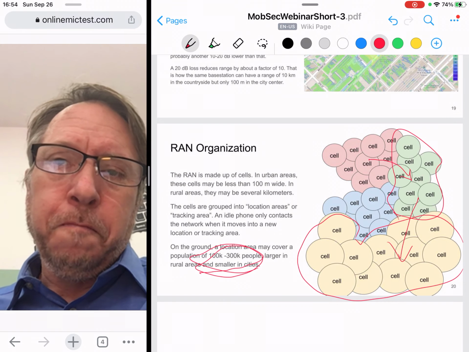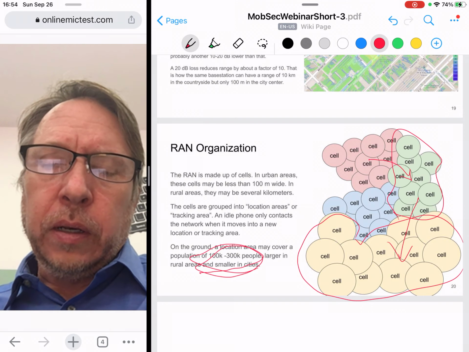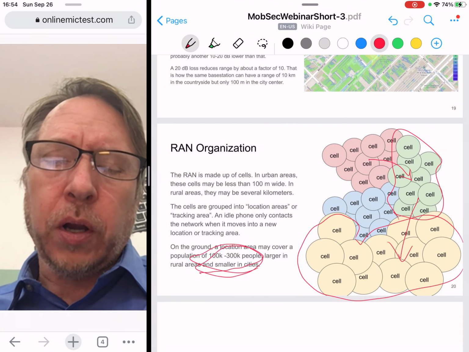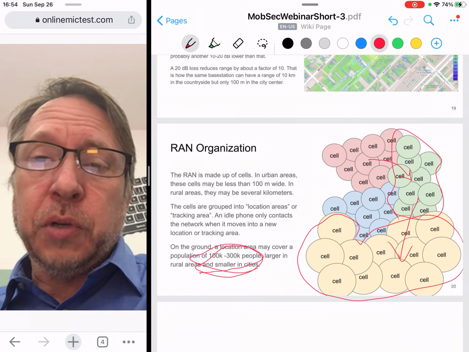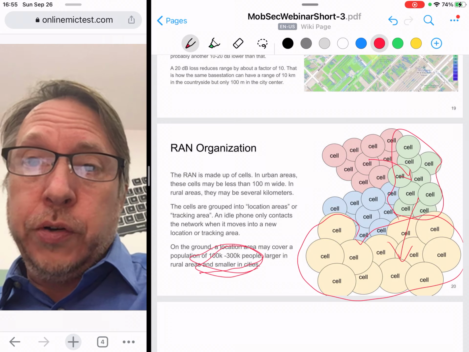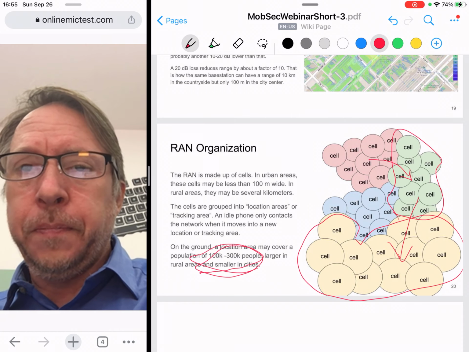So for example, the South of Market neighborhood in San Francisco, the area around Market Street and northern San Francisco, was a single location area. And at the same time, all of Solano County, California, a much larger geographic area but with about the same population, was also a single location area.